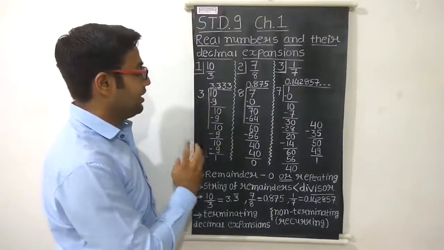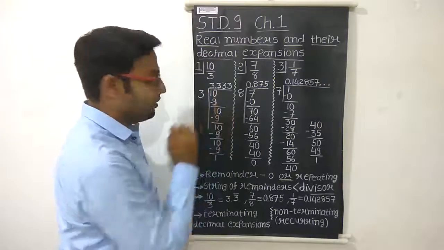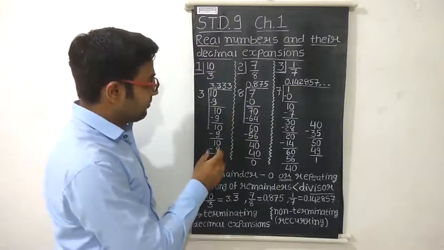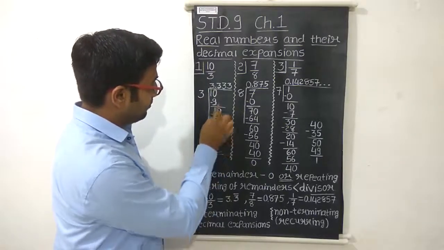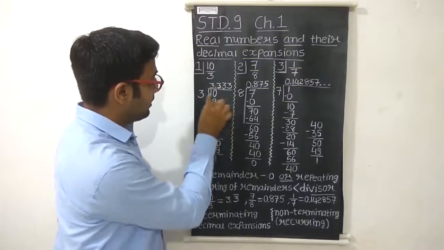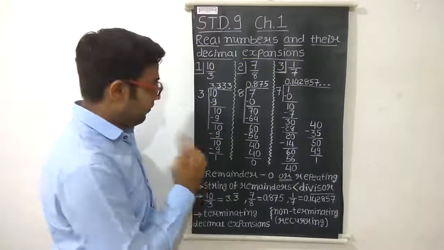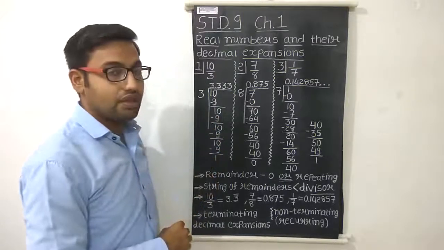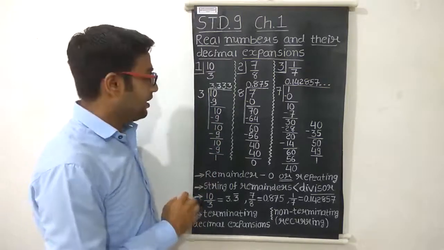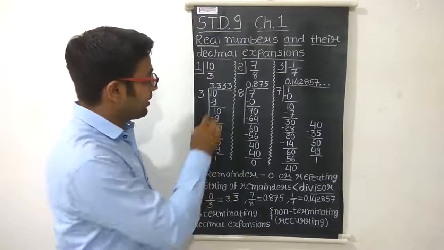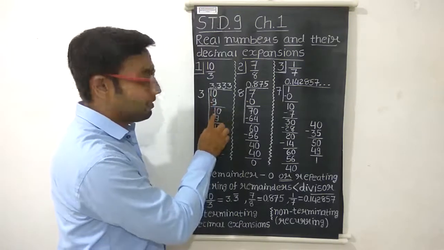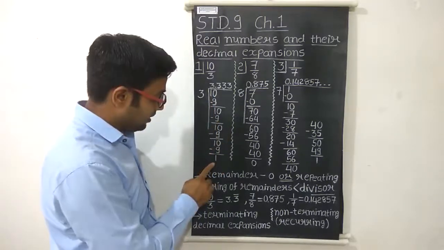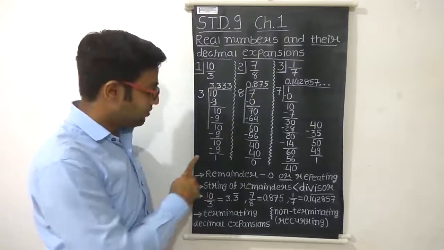Now we can again divide by 3. 3 3s are 9, and again the remainder is 1. In the same way, if we divide further by taking another 0, again we get 3 3s are 9. In the fourth step, again we get 3 3s are 9 and the remainder is 1. Notice that every time the remainder is 1.